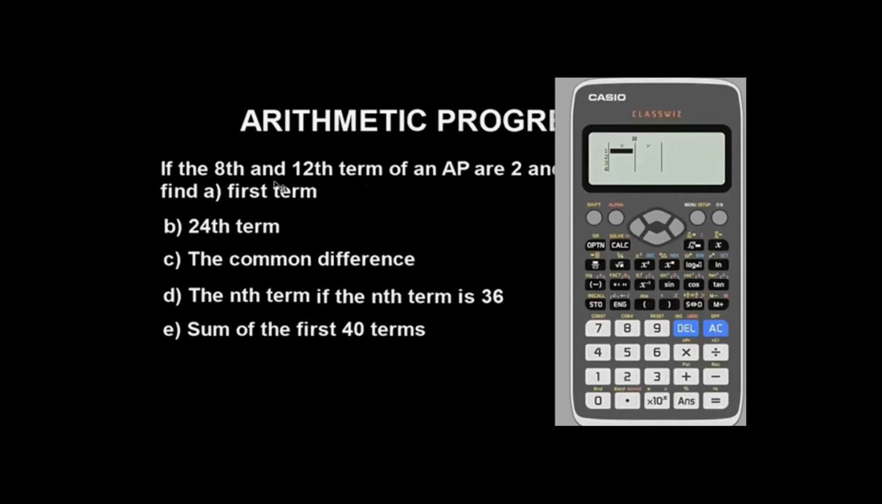Now, how many terms do we have in this question? We have 2 terms, 8 and 12. So that will be for the x values. We begin with 8, press equal to, to enter, go down, put 12, and 12 will enter, then go over to y. So the y values will be the values of the respective terms in this question.